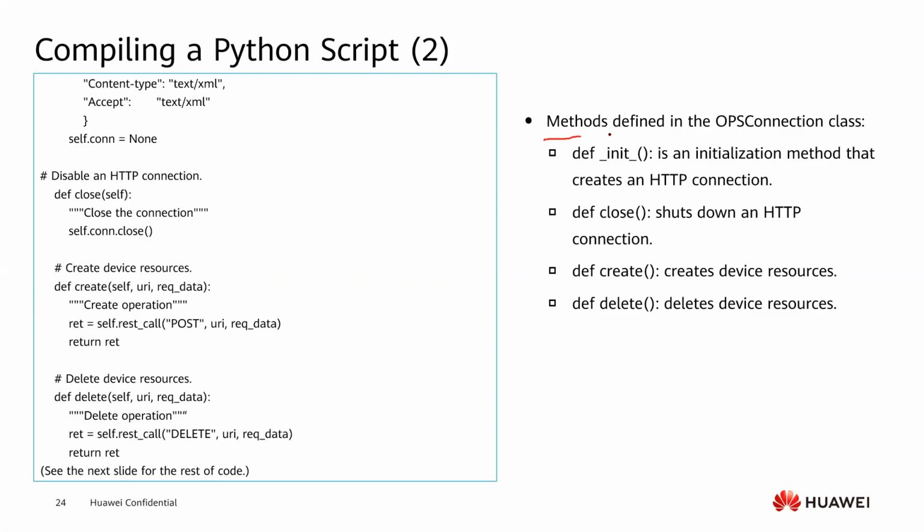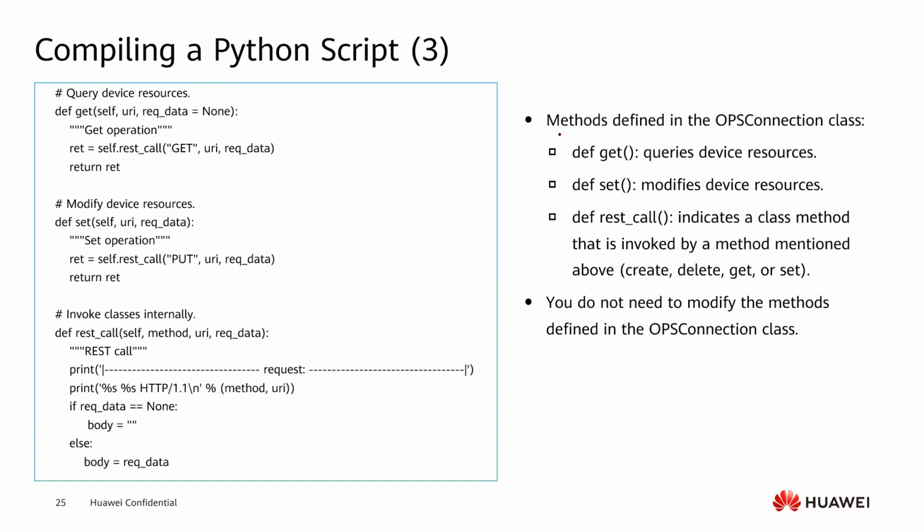Okay, methods defined in the OPS connection class. We have define, initiate, close, create, and delete. This is all provided by Huawei. And the other methods, get, set, and reset call. So for all this code, you don't need to modify the methods. You just copy them to your Python code, to your Python script.